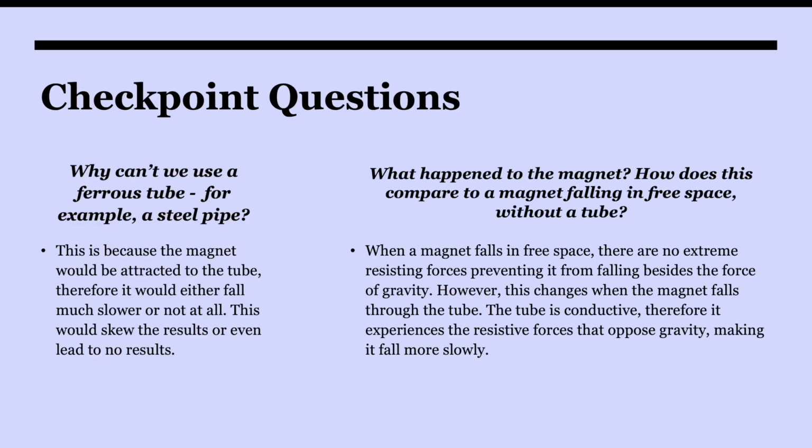So our checkpoint questions: why can't we use a ferrous tube, for example, a steel pipe? This is because the magnet would be attracted to the tube, therefore it would either fall much slower or not at all. This would skew the results or even lead to no results.